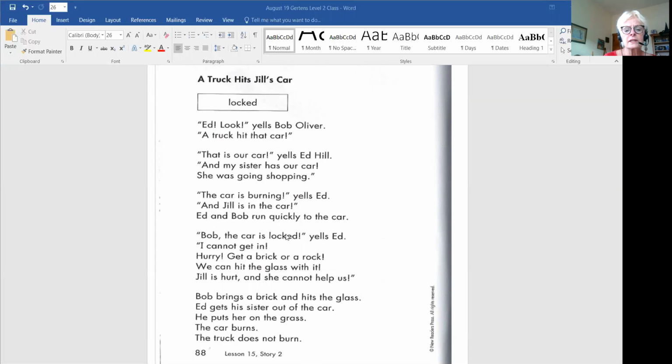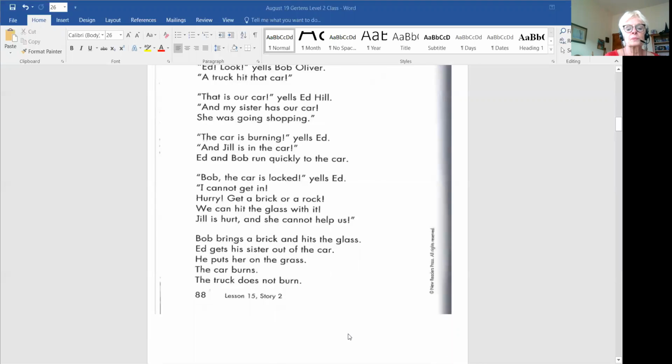"Bob, the car is locked," yells Ed. "I cannot get in. Hurry, get a brick or a rock. We can hit the glass with it. Jill is hurt and she cannot help us." Bob brings a brick and hits the glass. Ed gets his sister out of the car. He puts her on the grass. The car burns. The truck does not burn.